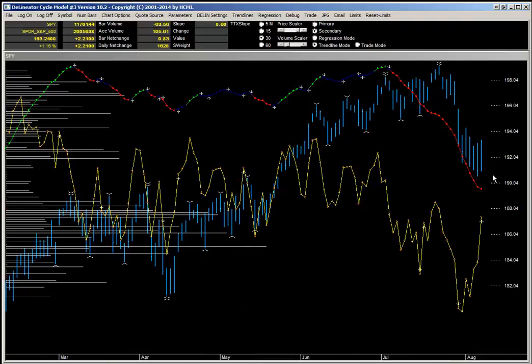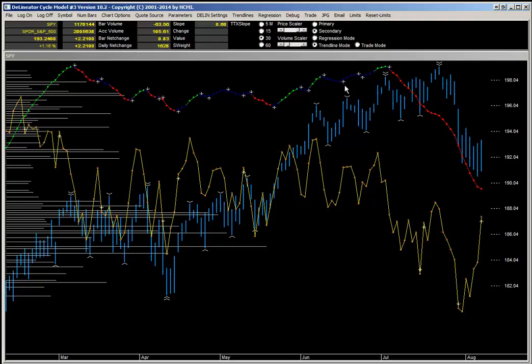So the secondary defines the main trend on a daily basis. When the secondary is red, we're in a down cycle. When the secondary is green, we're in an up cycle. When the secondary is blue, we're in no cycle, neither up nor down.